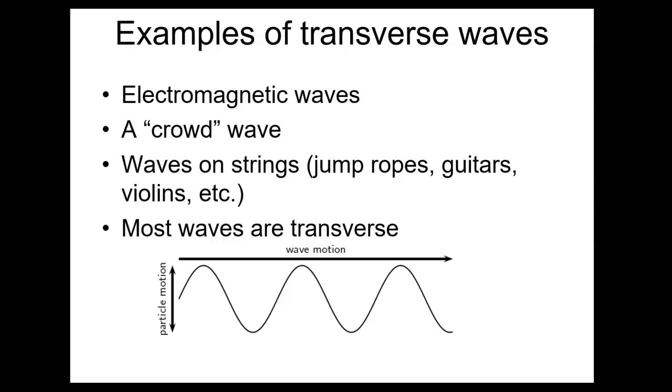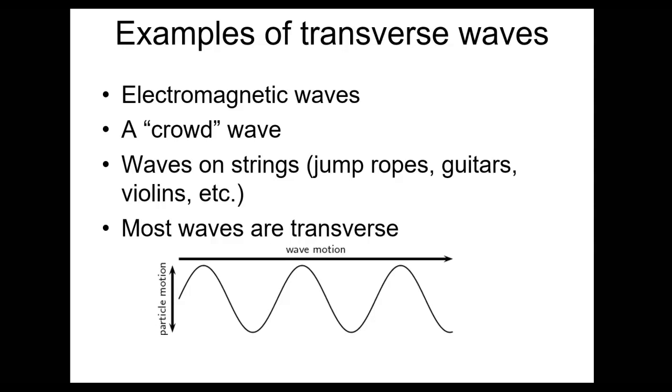That is an example of a transverse wave because as you watch it happen, it looks like there's a wave traveling across the stadium, but each individual person in the wave is standing up and down. Okay, and up and down would be perpendicular to the direction of the wave motion, and so that would be a transverse wave. Waves on a string are transverse waves as well.